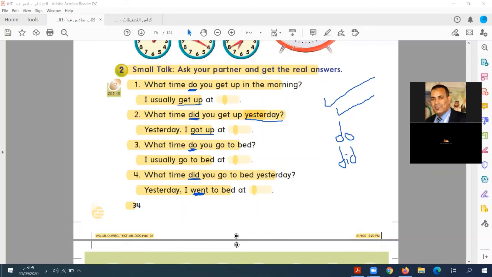Okay, again. What time do you get up in the morning? I usually get up at 6 o'clock. You can say at 6 o'clock. What time did you get up yesterday? Yesterday, I got up at 6 o'clock. Number 3. What time do you go to bed? I usually go to bed at 10 o'clock, at 11 o'clock, at 12 o'clock. What time did you go to bed yesterday? I said yesterday I went to bed at, for example, 10 o'clock, 11 o'clock, and so on. It's easy now, I think.